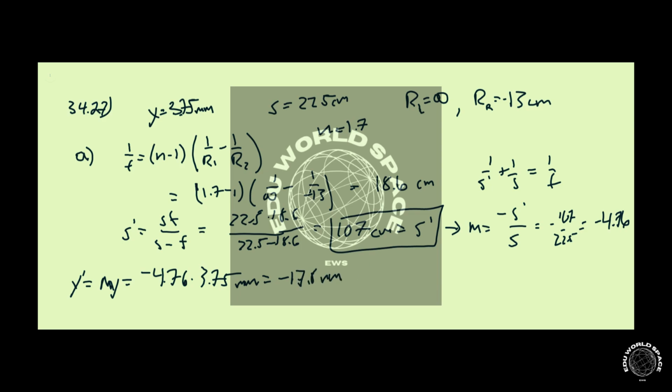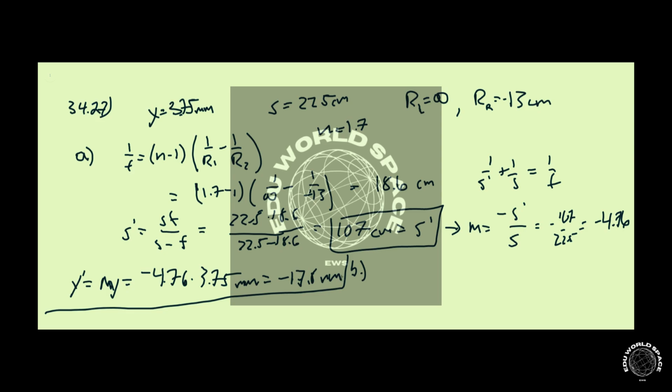So that means the image is 107 centimeters to the right of the lens, and it is 17.8 millimeters tall. It is real because it's on the right of the lens, and it is inverted. So that was all they wanted for part A. Now let's move on to part B here.